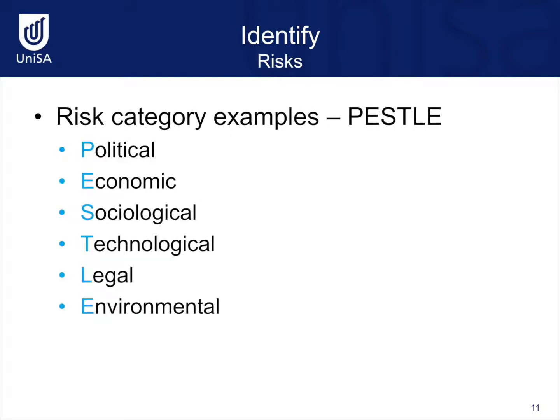Risks can also be identified according to specific categories, and the example shown here uses the PESTLE technique to assist with identifying risks. PESTLE stands for political, economic, sociological, technological, legal, and environmental. So when identifying risks, you would list each of these categories and then try to identify risks specific to each category. PESTLE analysis is only one type of categorization. There are many other different types of categorization. By providing risk categories, it can assist with comprehensively identifying the types of risks that can occur in a project.